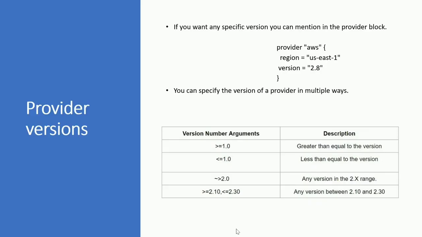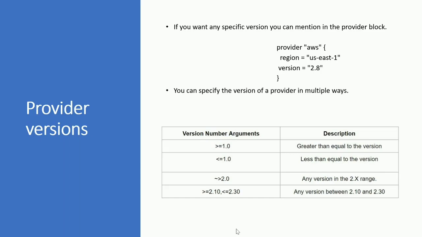If you want any specific version, you have to mention that version number in the provider block. Here I have mentioned version equal to 2.8. Based on that, Terraform will download version 2.8. You can use the below arguments as well.